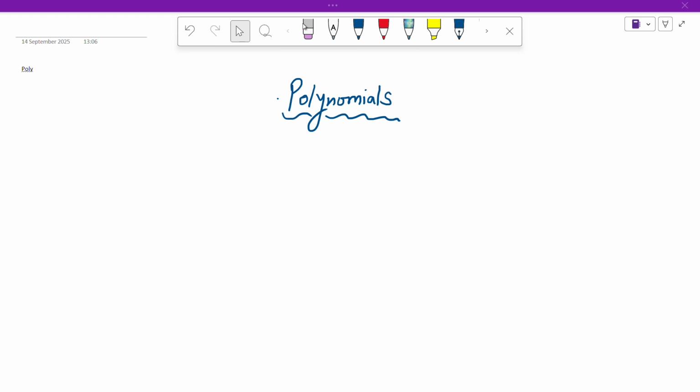Hello everyone. So we are starting a new series on CBSE NCERT 10th Standard Mathematics solutions. All textbook solutions will be done in this session. So we will start with our unit number two, which is polynomials.